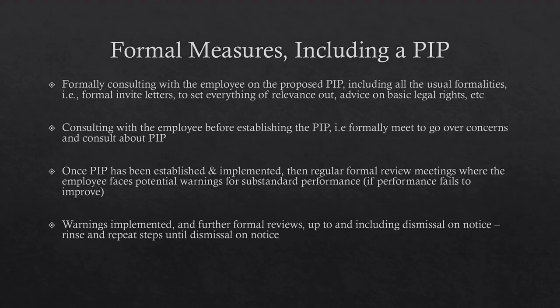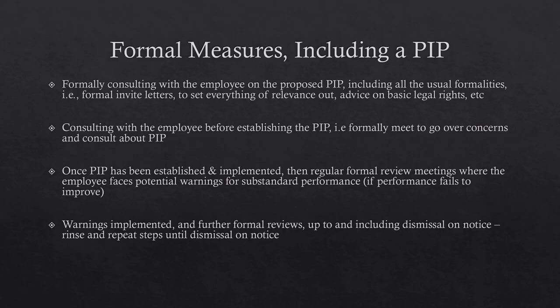Once the employer has formulated its draft or proposed PIP, then it must formally consult with the employee on the introduction of that proposed performance management plan. This step includes all the usual formalities, formal invitation letters going out, setting everything of relevance out, including potential outcomes and the process to be followed in the event that the PIP is implemented. What I'm getting at there is the review process and the step-by-steps around managing the employee's substandard performance, including related warnings, right through to dismissal on notice, as well as that advice on basic legal rights, the usual stuff that the employee is entitled to seek independent advice and or bring a representative or support person to any formal meetings.